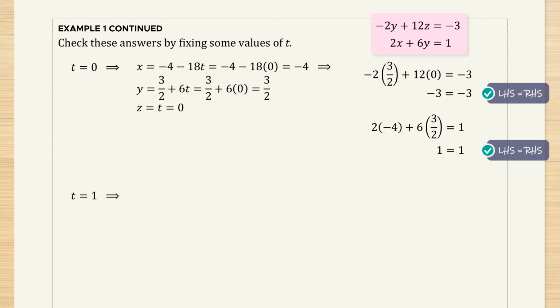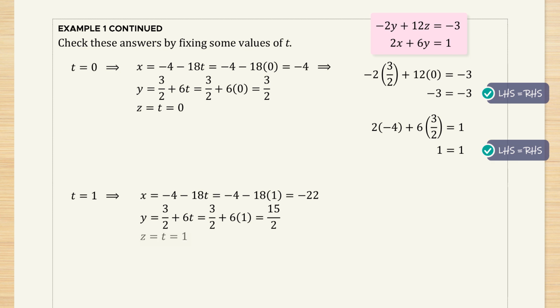What happens if we pick t equals 1? X then becomes negative 4 plus 1 times negative 18, negative 22. Y equals 3 over 2 plus 1 times 6, 15 over 2. Z equals 1. Putting these values of x, y, and z into our system of equations, negative 2 times 15 over 2 plus 12 times 1. Simplifying, we have negative 3, which equals negative 3.